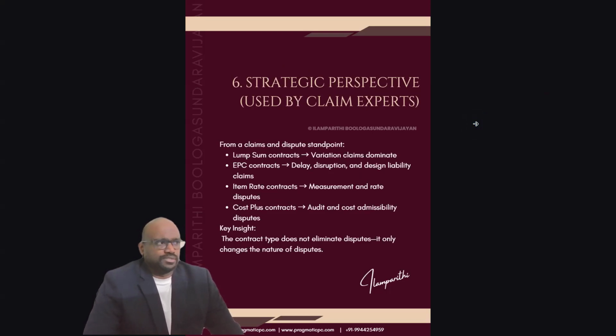The strategic perspectives used by the claim experts. From a claims and dispute standpoint, that's our area, right? Lump sum contracts usually result in variation claims. EPC contracts have delay claims, disruption claims, and design liability claims. Item rate contracts end up in measurement and rate disputes. Cost plus contracts result in audit and cost administration disputes. So the contract type does not eliminate the dispute, but at least you will have a forecast. These are the disputes we are going to end up with, so we can focus on those kinds of disputes.